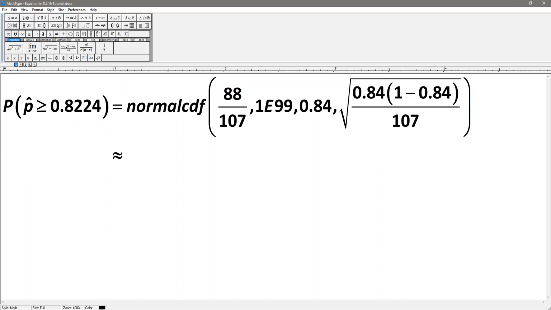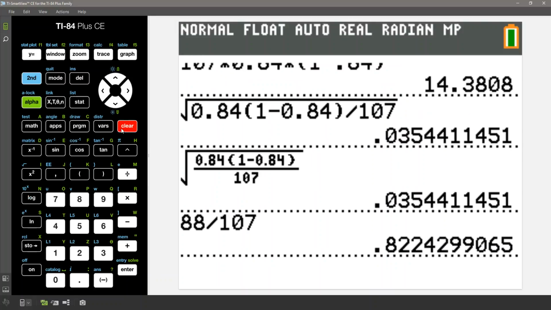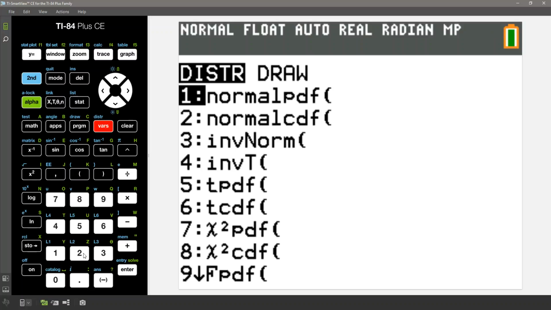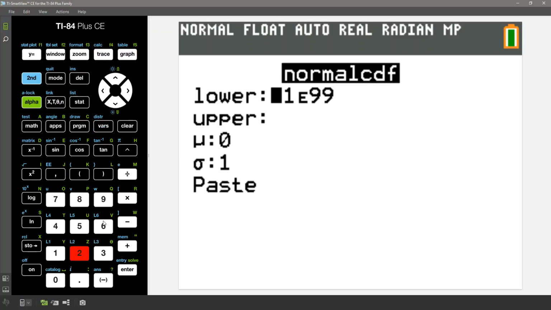There we go. All right, so I'm going to go grab a calculator. I'm going to clear this out. I'm going to go to my distribution menu. I'm going to pick normal CDF, which is number 2. The left was 88 divided by 107. The right is 1E, which is above your comma button. It's the double E for scientific notation, 99. P was 0.84.